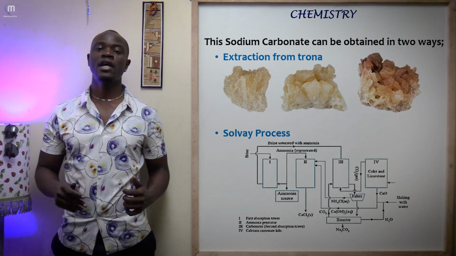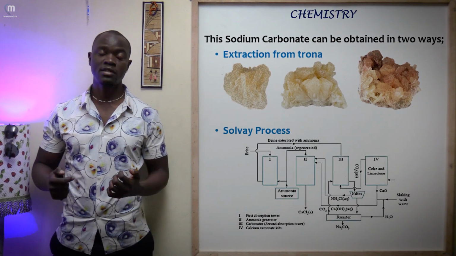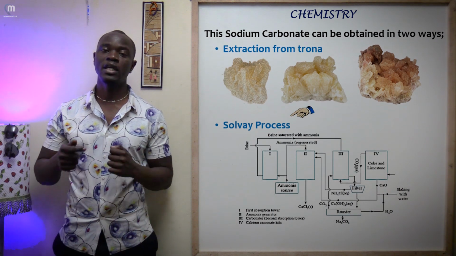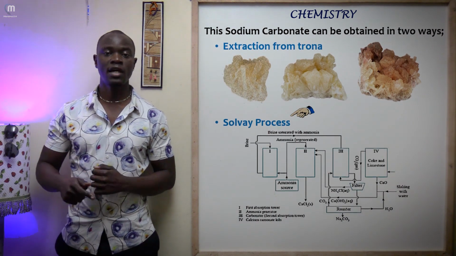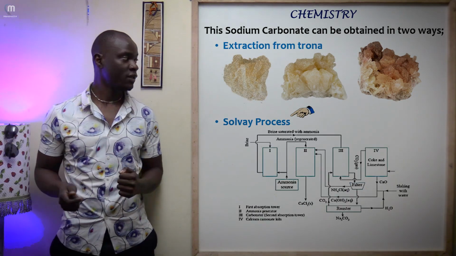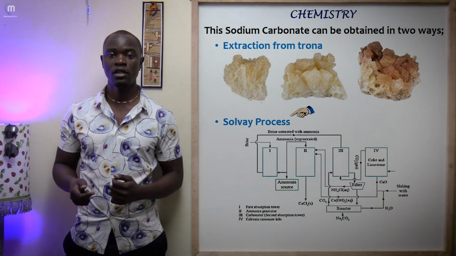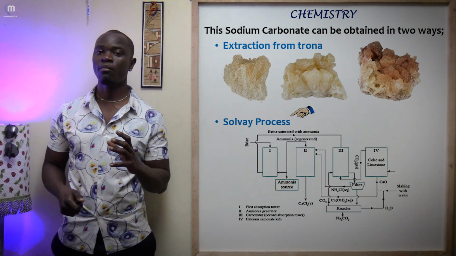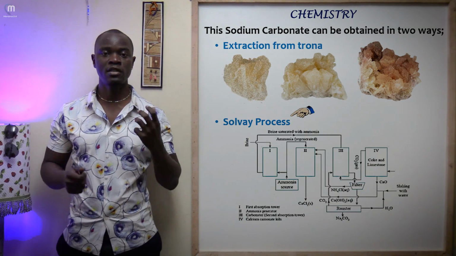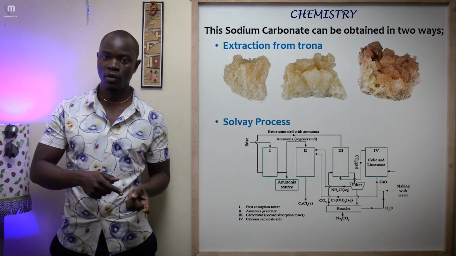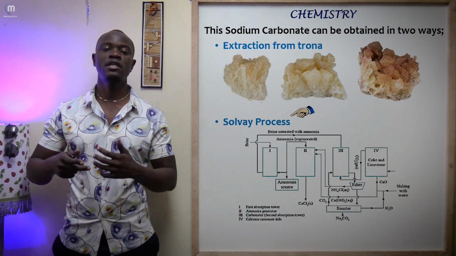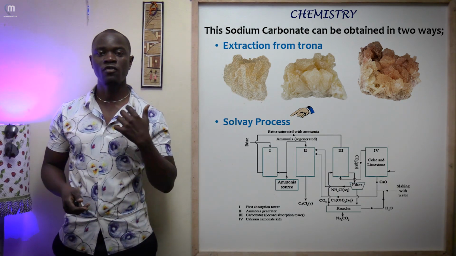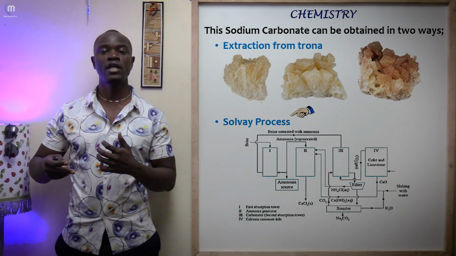But now, if Trona is not available, that is when we are going to use the method of the Solvay process in order to manufacture that sodium carbonate. So remember, the end product at the end of the day should be the sodium carbonate. If Trona is available, we're going to refine and process this Trona to obtain sodium carbonate. But if Trona is not available, we are going to manufacture our own sodium carbonate.